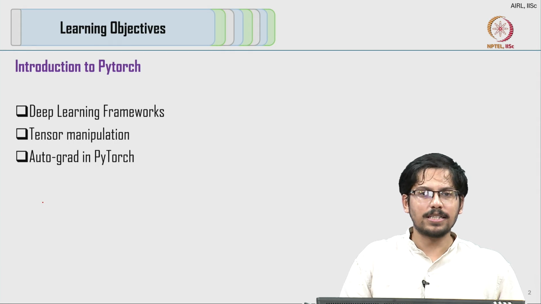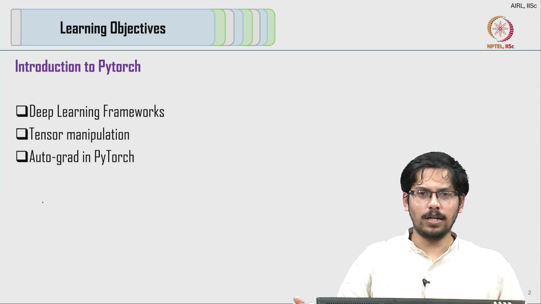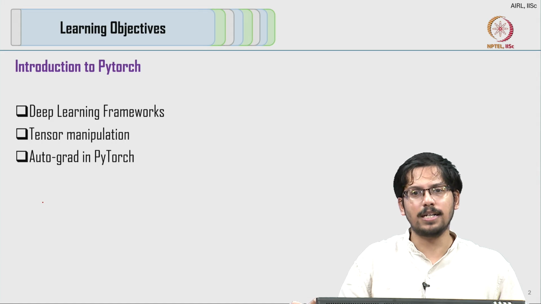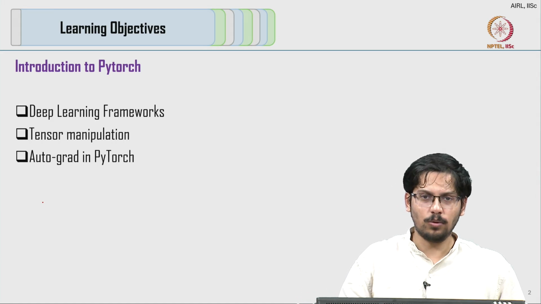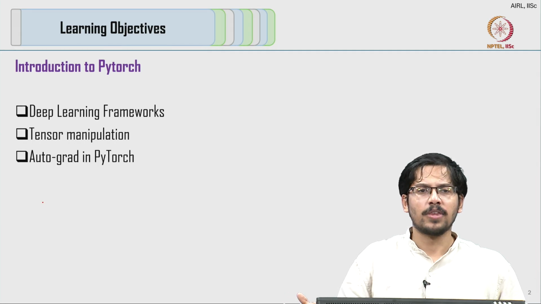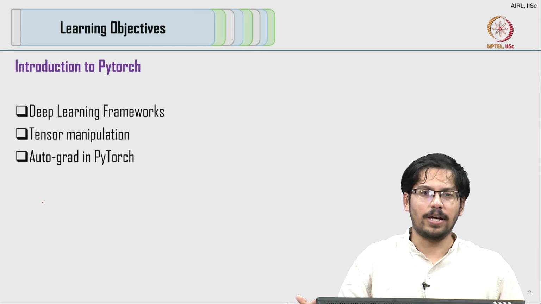Autograd functionality in PyTorch. Whenever we are going over neural networks, be it a single layer perceptron or multi-layer perceptron, there are two steps. One is the forward pass, which uses the current set of weights to predict the output of the neural network. And once we have the output, we can calculate the loss and update the weights using gradient descent.